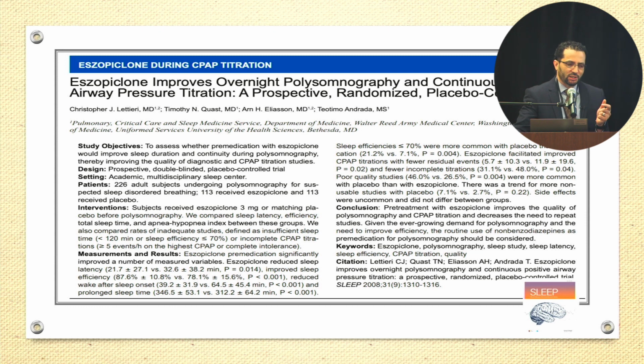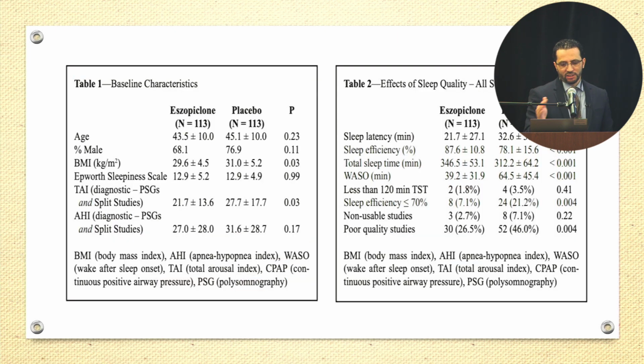The study population was 226, with 113 in each arm. They gave the patients either Lunesta, or eszopiclone, 3 milligrams before the study, versus a placebo that looks the same. And they measured sleep latency, sleep efficiency, total sleep time, wakefulness after sleep onset, and the rate of inadequate PAP titrations.